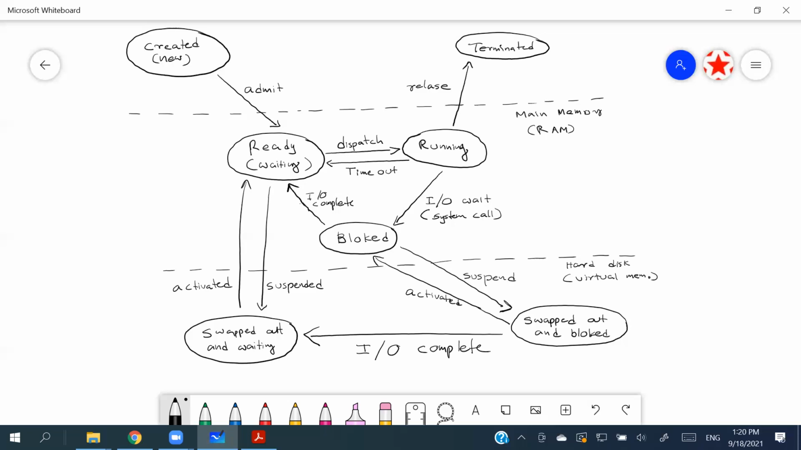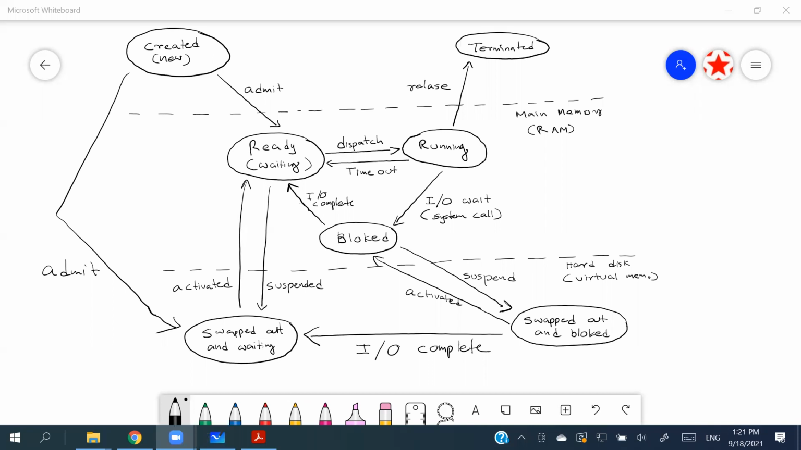when a particular process is created, it will be directly admitted to the virtual memory and given the state called swapped out and waiting. Right? This happens when the RAM is still too busy even though swapping takes place. Now this completes the 7-state diagram. People, is that clear? Okay.